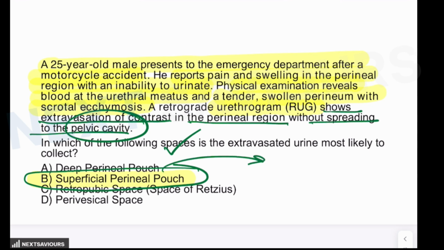Now, for deep perineal pouch involvement, the examiner must have provided you the collection of urine in the deep perineal pouch, like spread in the retropubic space, that is the space of Retzius, which is obviously not provided in the question. Retropubic space is obviously ruled out in this case. And perivesical space is around the bladder, and urine collects here in the rupture of the bladder, not that of the urethra. So what would be presented in the question is the suprapubic pain, the peritonitis, difficulty voiding, not the swelling in the perineal region, for perivesical space injuries.